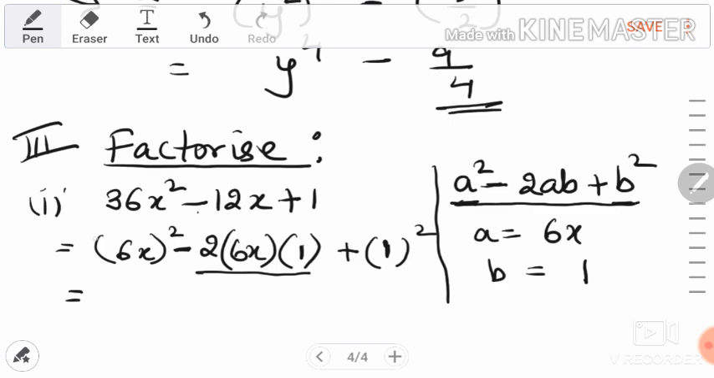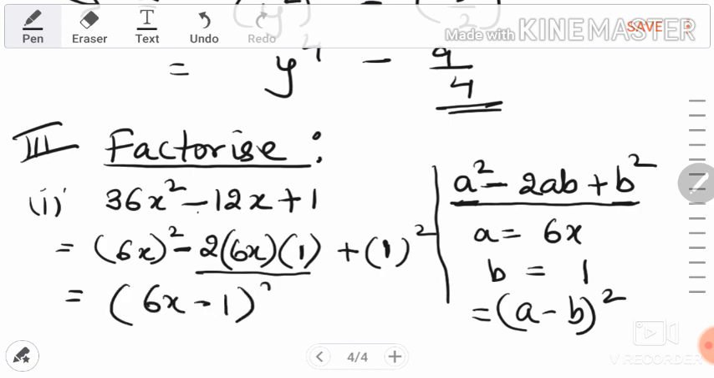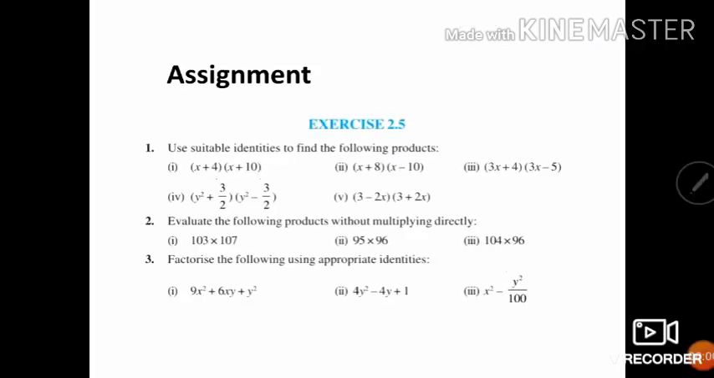Now we can write this identity as (a minus b) the whole square. A square minus 2ab plus b square is (a minus b) the whole square. So here (6x minus 1) whole square will be the factors.